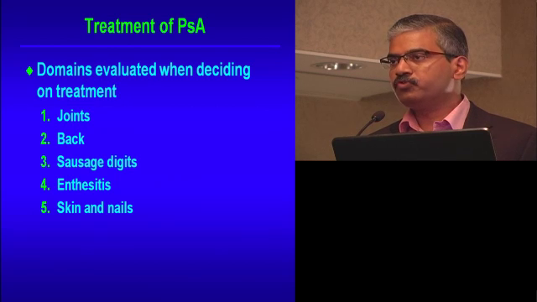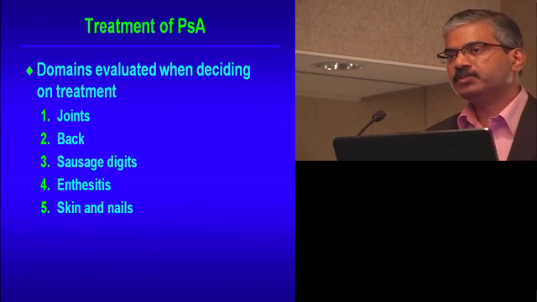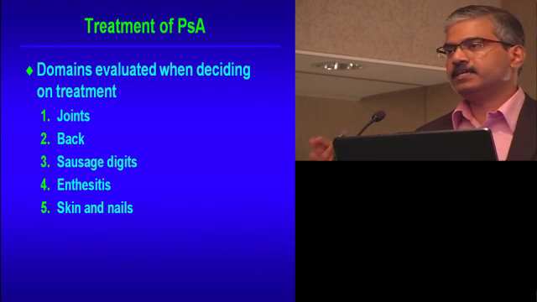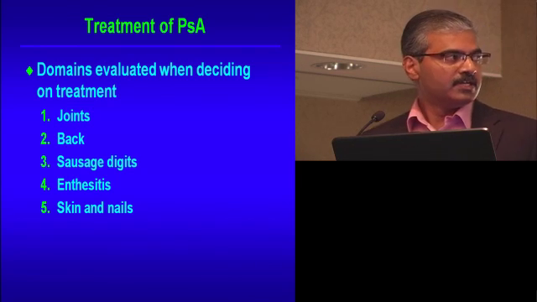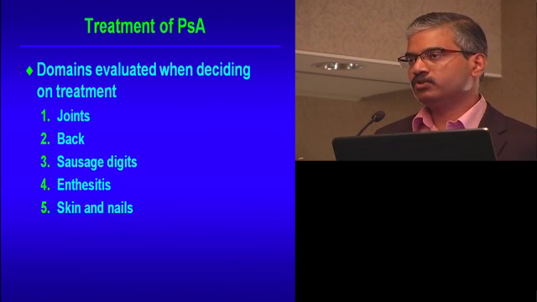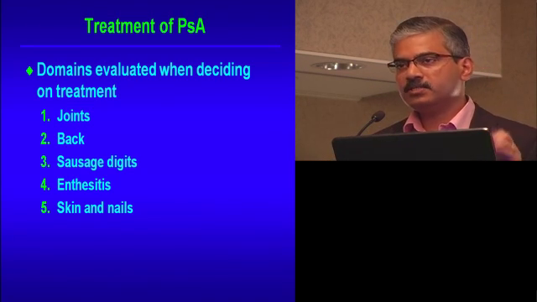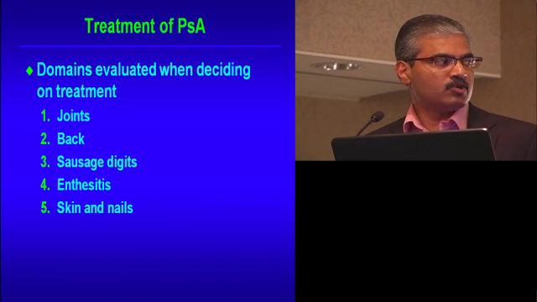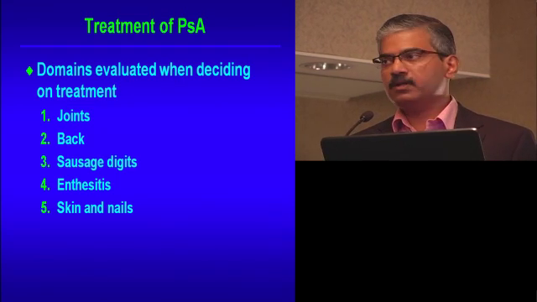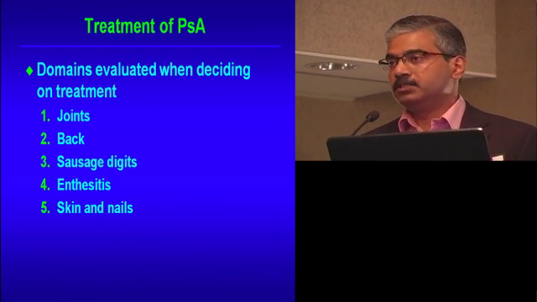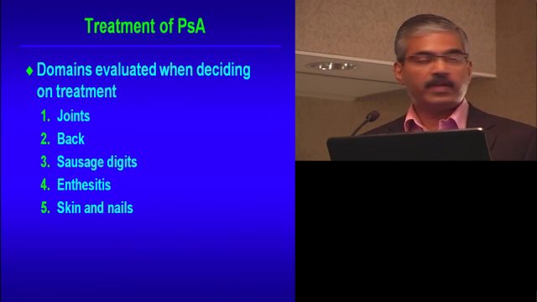So let's come to treatment. How do we treat psoriatic arthritis? Now, when you look at psoriatic arthritis, as I said, there are skin and joints, right? So there are 5 domains that we look at. When you go to a specialist in psoriatic arthritis, he's looking at 5 domains: your skin and nails, your peripheral joints, your back, sausage digits, the dactylitis, and the enthesitis.